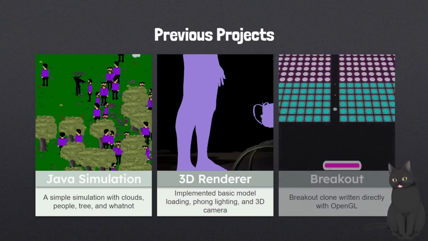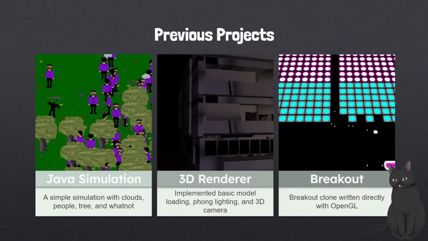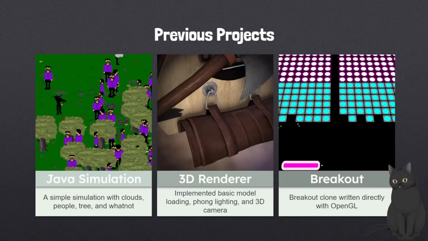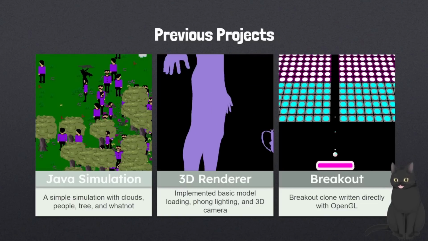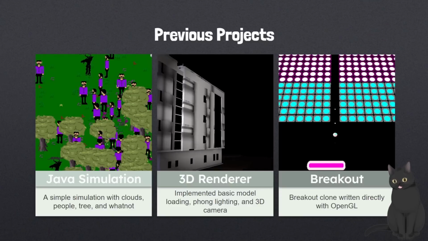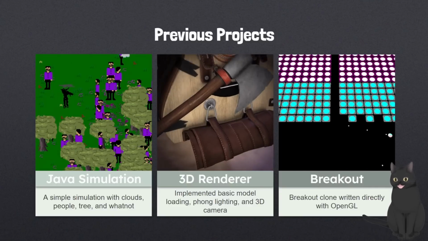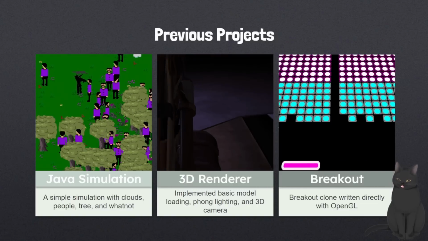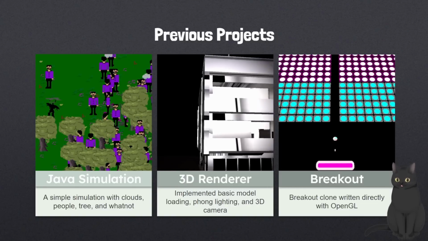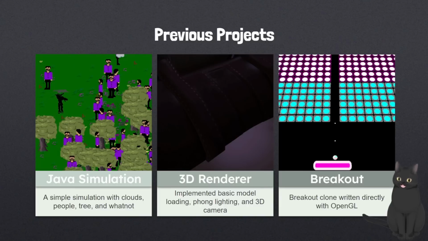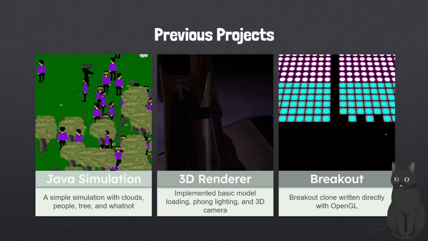All right, and the next two examples are basically born out of me taking a graphics programming course in college, right? During that time, I learned a lot of the basics of OpenGL 3D rendering, right? So you can see Phong lighting working in that 3D renderer, basic model loading, and then a 3D camera is implemented so you can see it moving around with that little flashlight kind of effect. And you can see a little breakout clone that I wrote. It's using the same code base as that 3D renderer, both using OpenGL and whatnot.